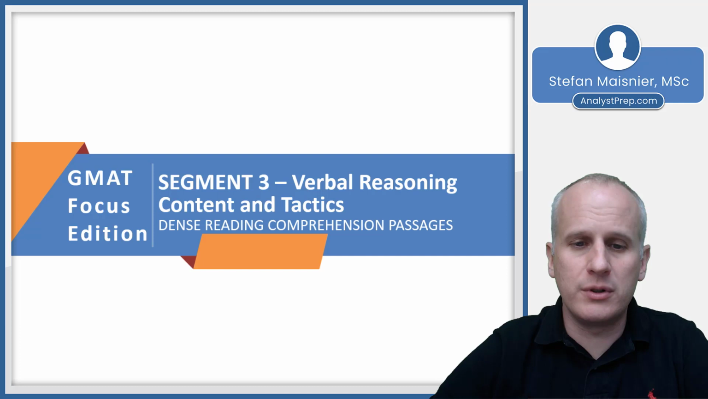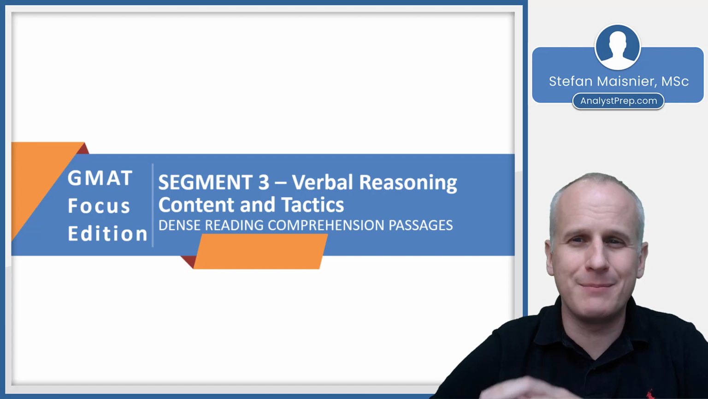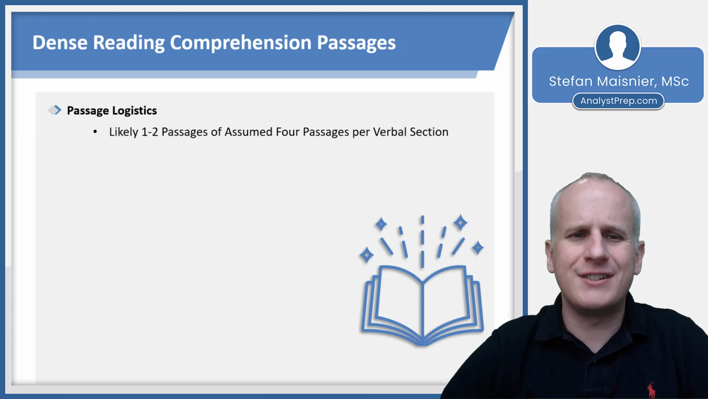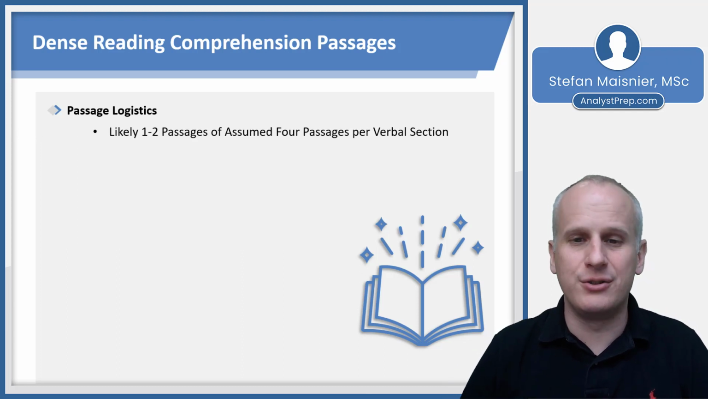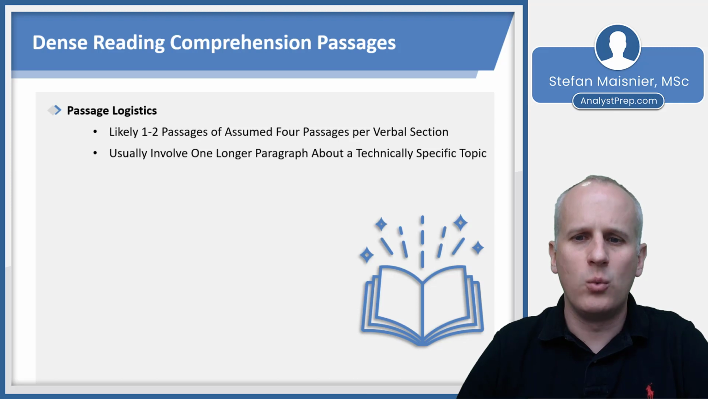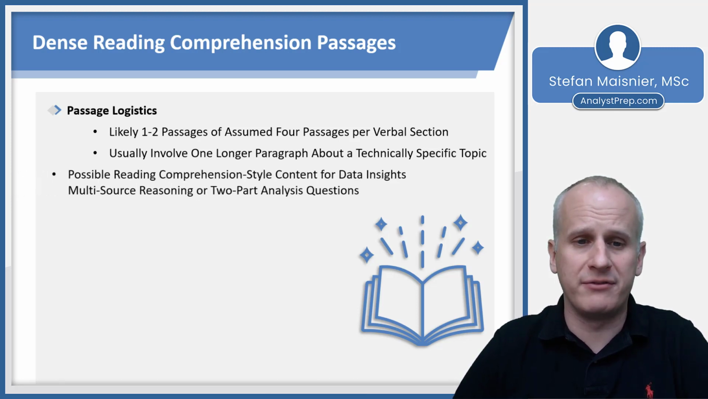In this lesson, we'll cover how to engage with technically dense reading comprehension passages in the verbal reasoning section of the GMAT Focus Edition. So, first, understand that usually there's going to be 1 to 2 pretty dense passages in your 4 passages that you're likely to see within the verbal section. And these dense passages generally involve one longer paragraph about a technically specific topic that you're probably not familiar with.